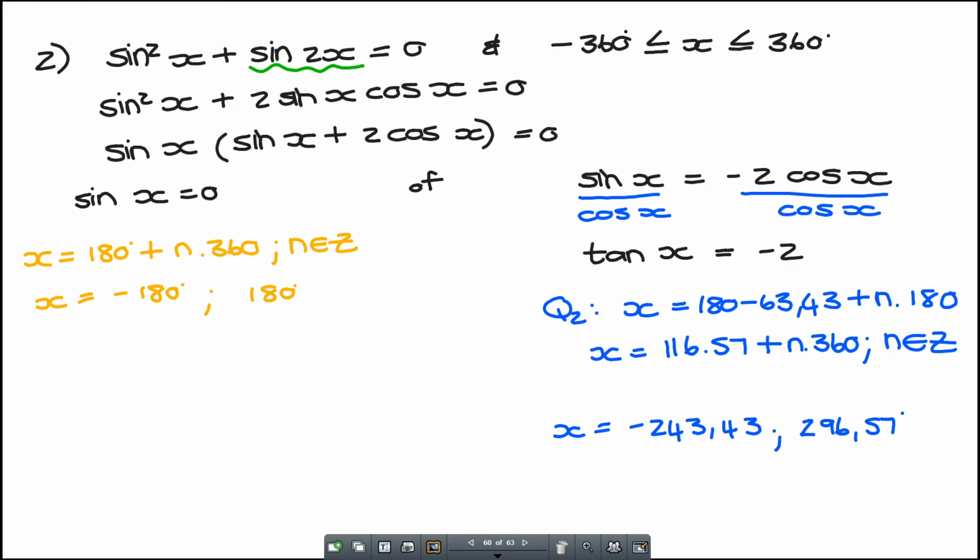They asked me for x to be between negative 360 and positive 360. So to get that, I'm going to substitute n as minus 2, minus 1, 0, 1, and 2. So if you look at the blue, I got minus 243,43 and 296,57. And at the yellow, that could only be negative 180 or positive 180.